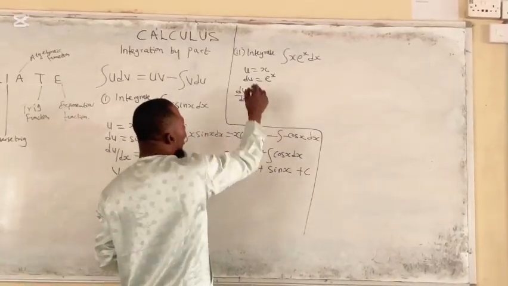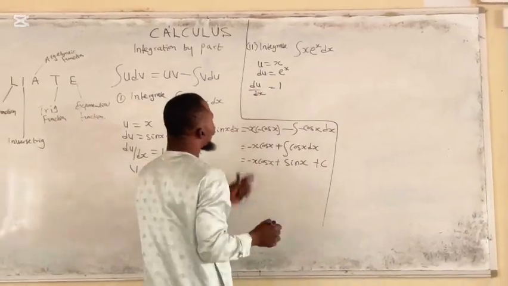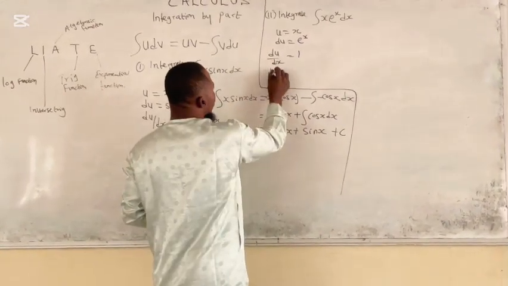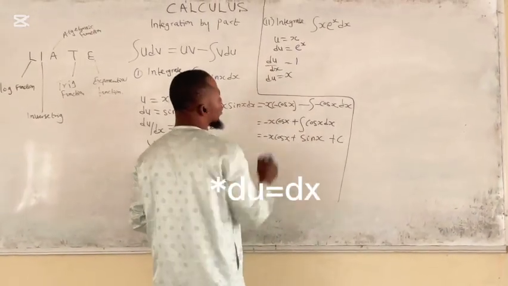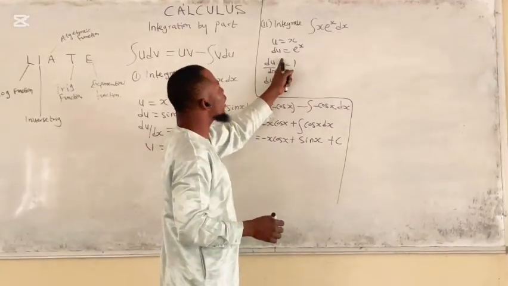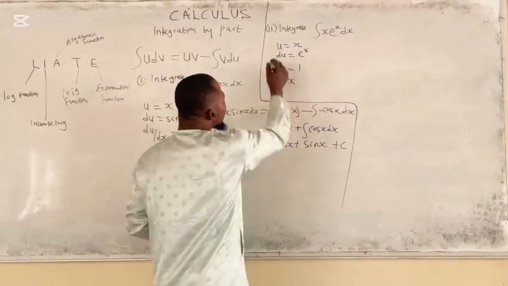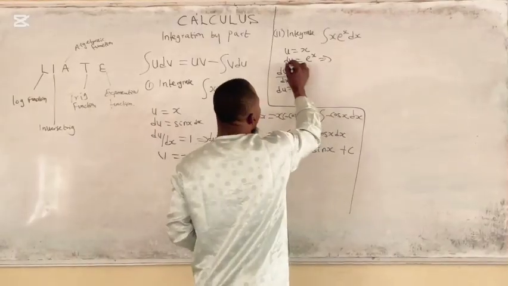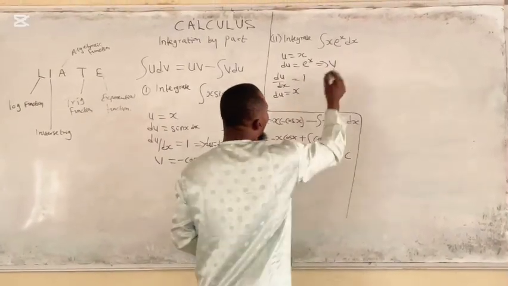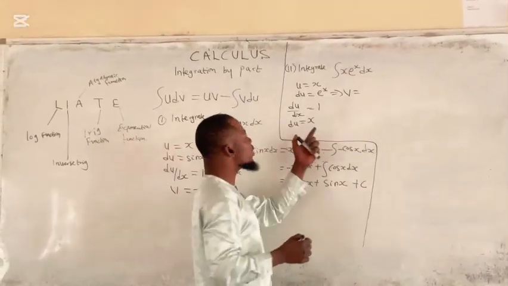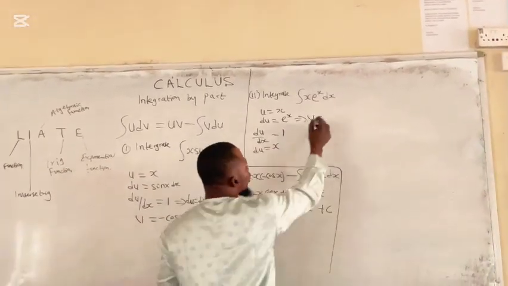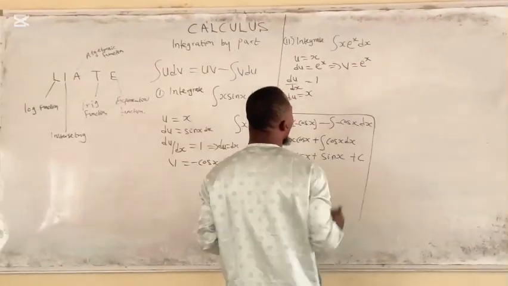if you differentiate x, we'll get 1. Then we'll make du the subject of the formula, which will now be du equals dx. Now for the dv part, we'll integrate both sides. If you integrate dv, you have v, which will now be equals to, if you integrate exponential x, you will still be having exponential x. So it's still the same thing as exponential x.